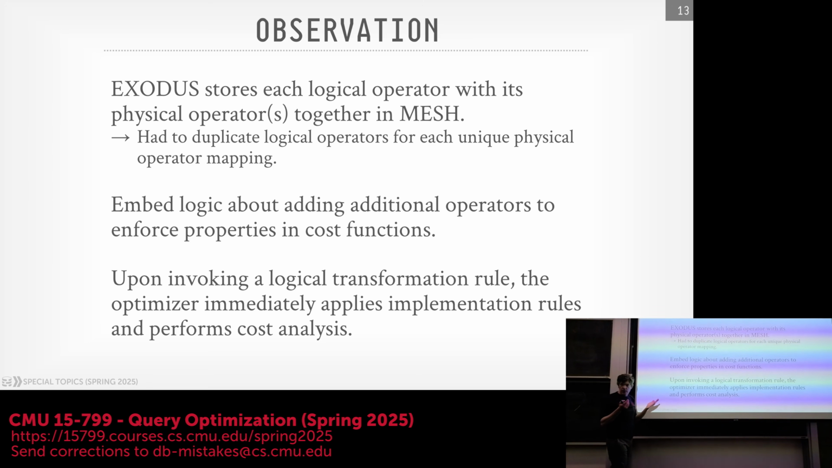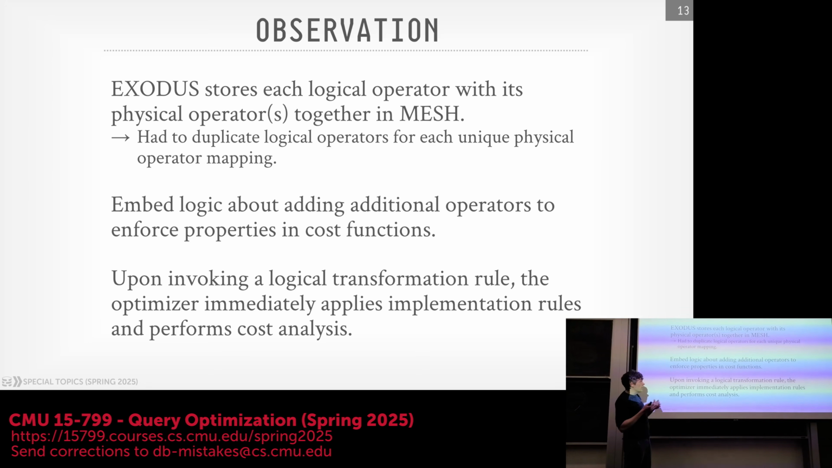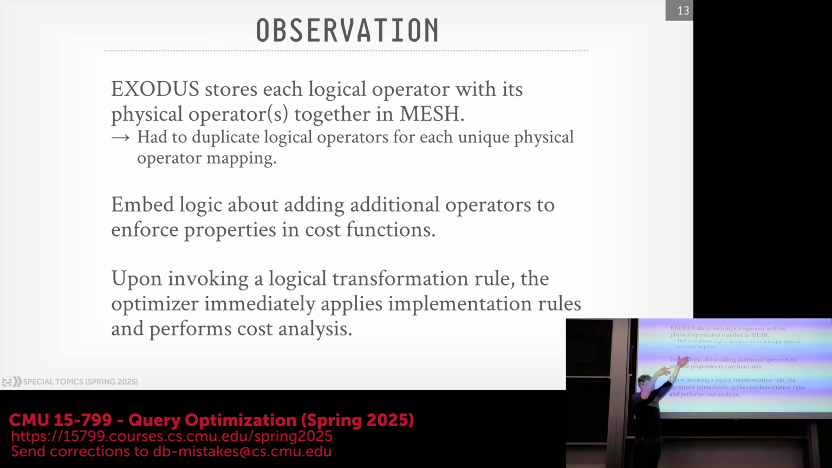Is that clear? Because Volcano is going to do something different. Cascade is going to certainly do something much different as well. So that means now you have all these duplicate logical operators in this mesh hash table, because they can't have a linkage from one logical operator that produces multiple physical operators.